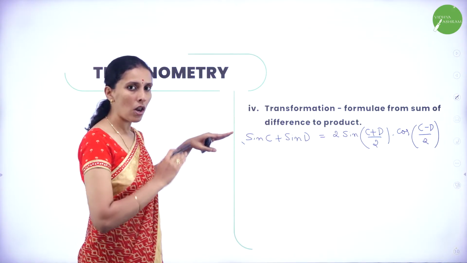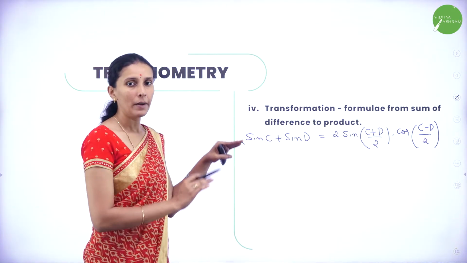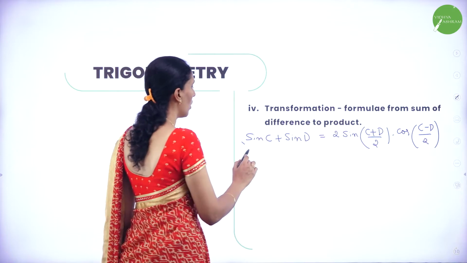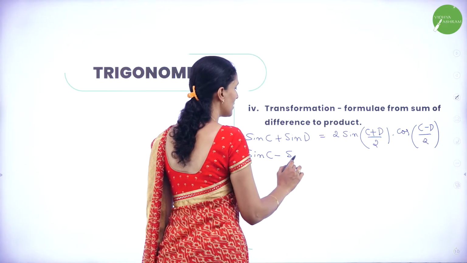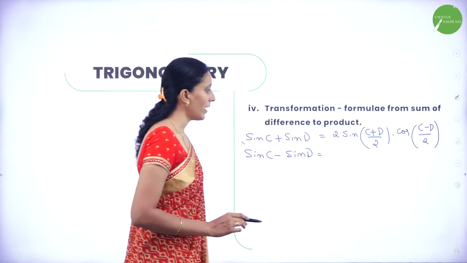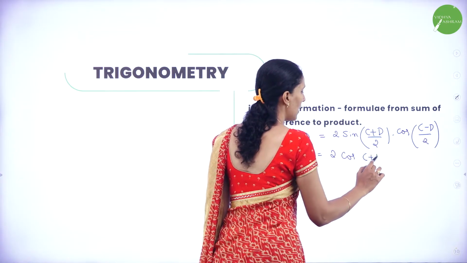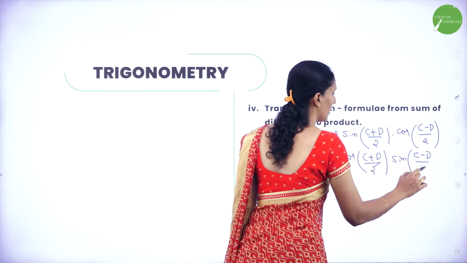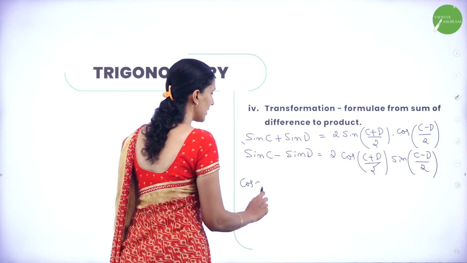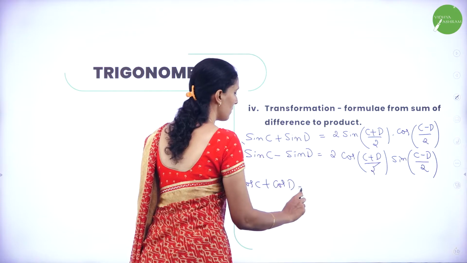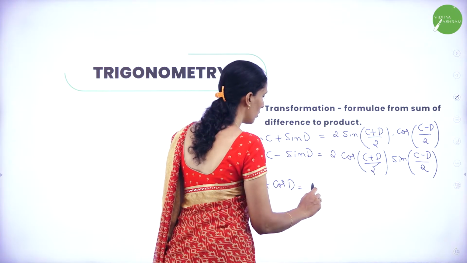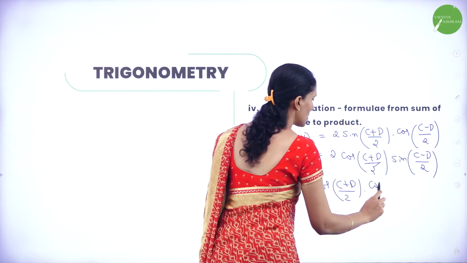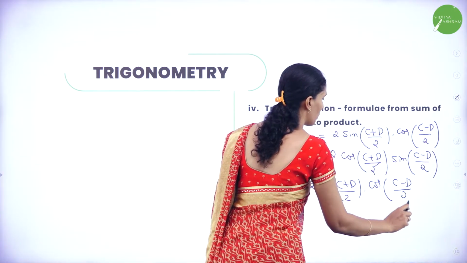Again, these are all derived from the compound angles themselves, but the derivation is not necessary. Just learn the formulas. Next, what happens if it is sin C minus sin D? It is given by 2 cos C plus D by 2 sin C minus D by 2. Next is cos C plus cos D. Cos C plus cos D can be written in the form of 2 cos C plus D by 2 into cos C minus D by 2.